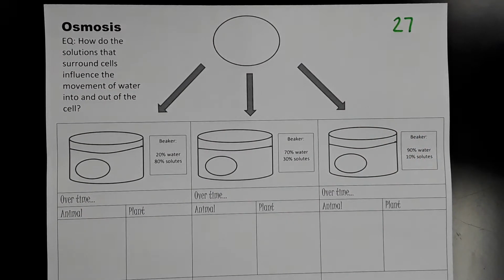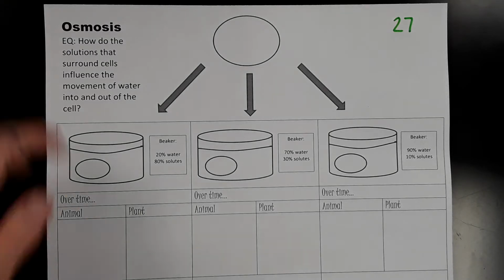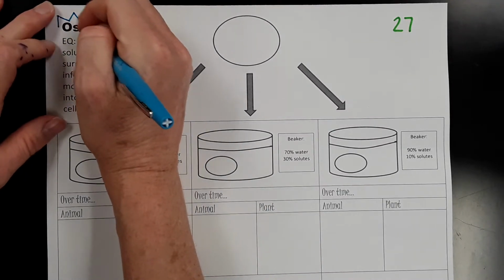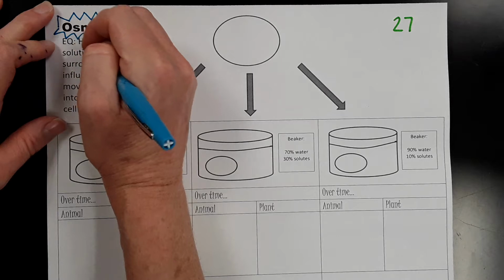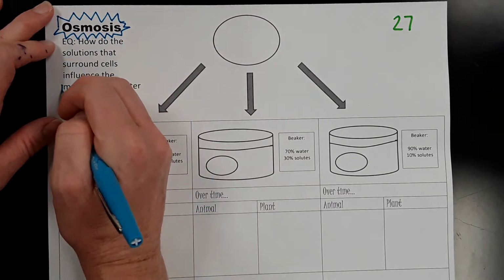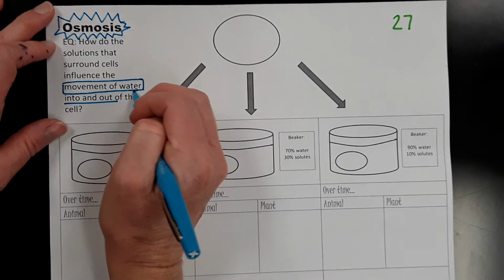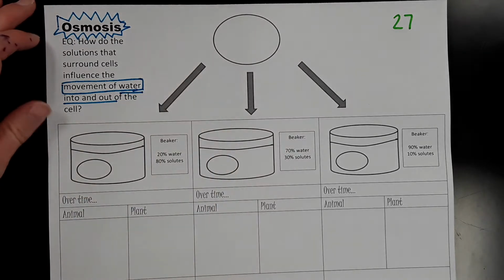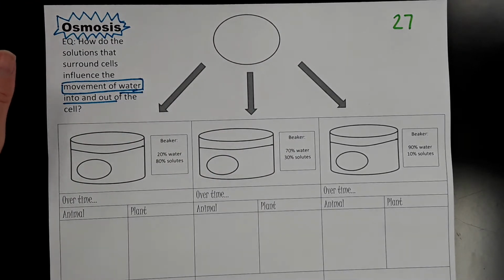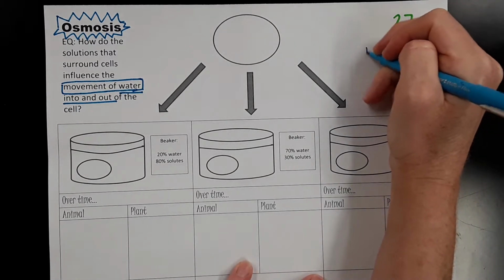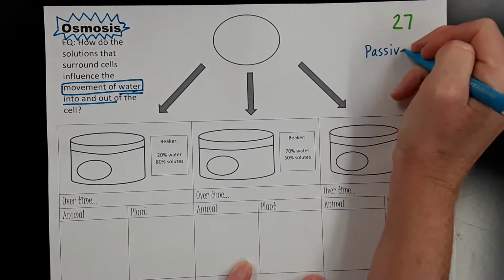Osmosis is all about the movement of water. When we're talking about osmosis, the special type of membrane transport, it is the movement of water into and out of the cell. So when you hear osmosis, you should automatically think water. And something you might remember from our membrane transport notes is that osmosis is a type of passive transport.